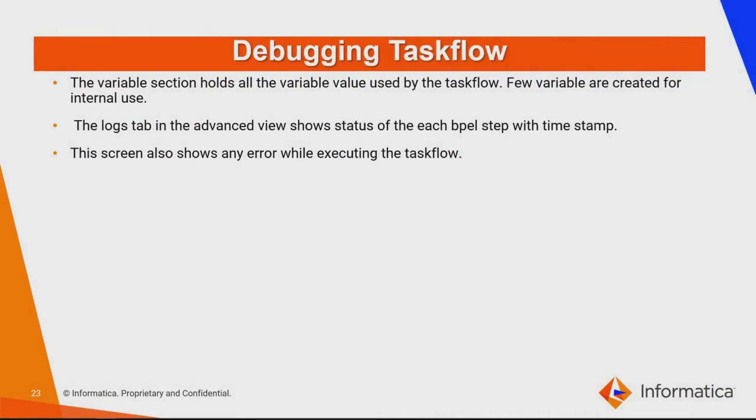The variable section holds all the variable values used by the task flow. A few variables are created for internal use. The log tab in the advanced view shows the status of each BPEL step with timestamp. This comes in handy if you're dealing with performance related issues, to see the time it has taken to initiate and to complete a particular step. The screen also shows any error while executing the task flow.